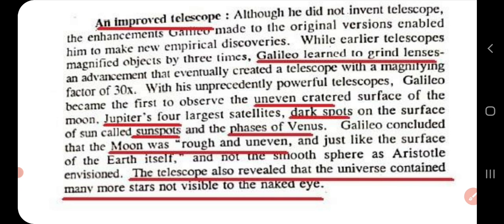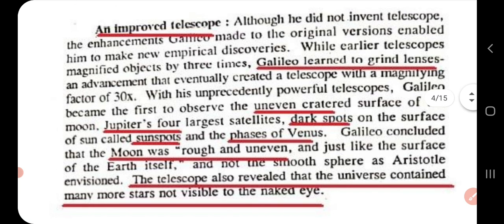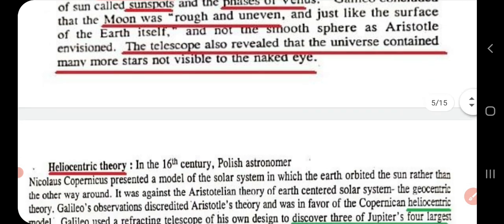Then he concluded that the surface of the moon was rough and uneven, just like the surface of Earth. The modified telescope of Galileo revealed that the universe contained many more stars which are still not visible to the naked eye. So these points you can include.